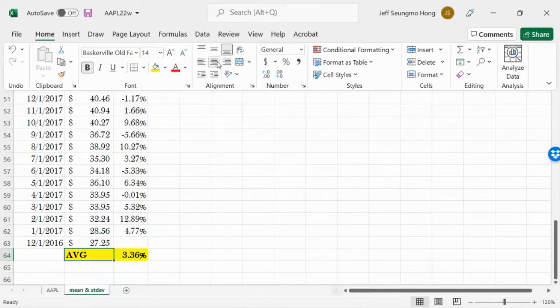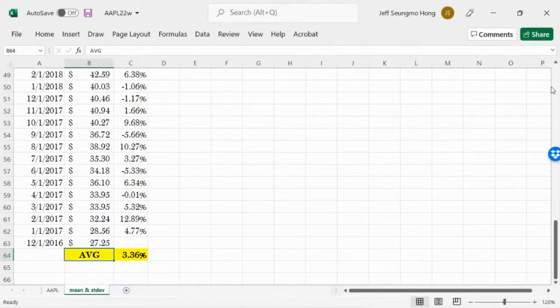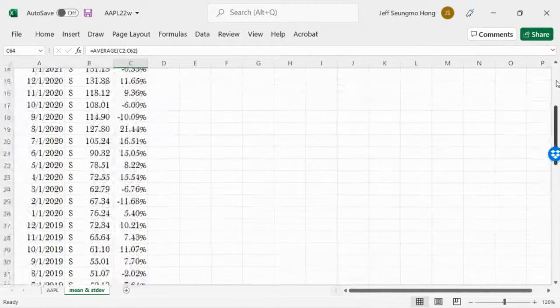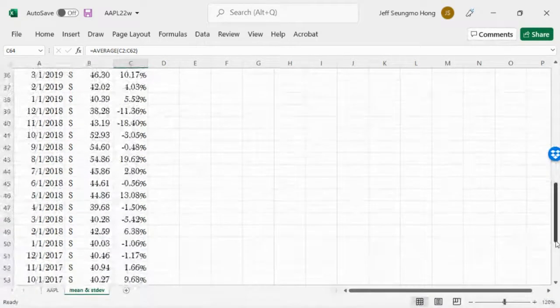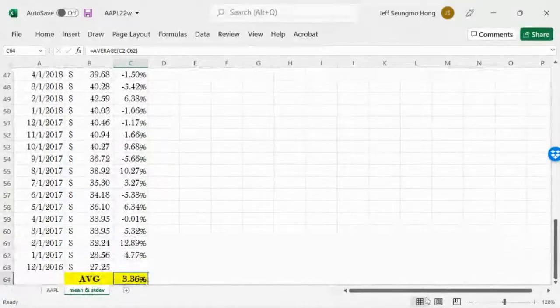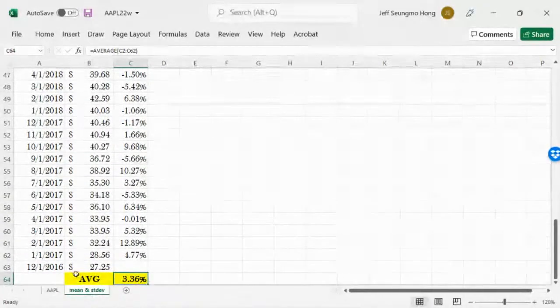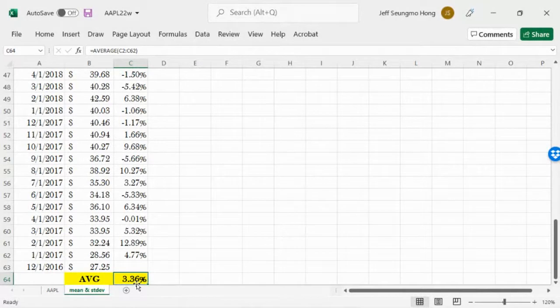Maybe not on the line, but I will center this. Yeah, what does this mean? On average, Apple grew monthly at 3%. Of course, there were good months and bad months, some good and some bad, but on average it grew this much. Now, think about it. This is a simple average, not a geometric average, of course.